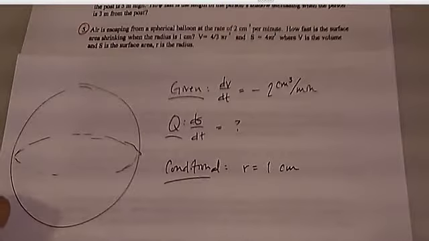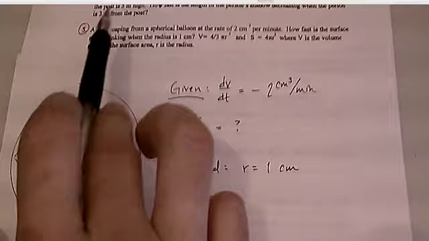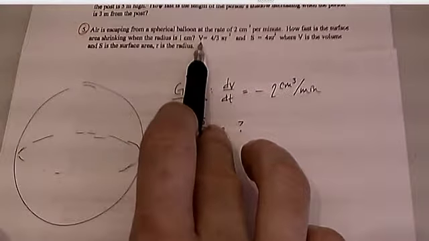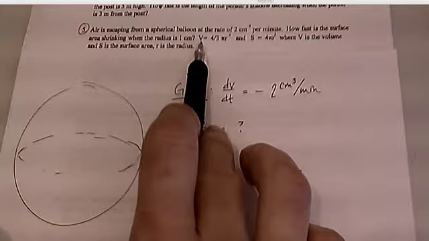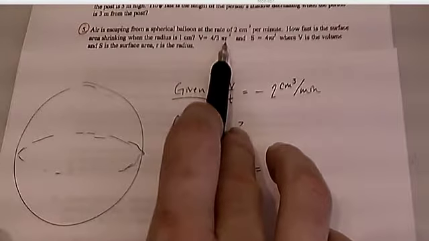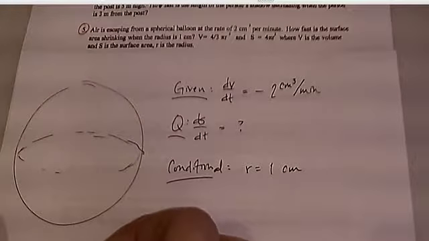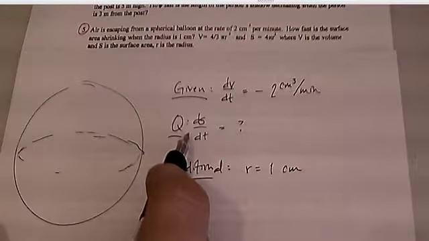Now, the rest of this: V is equal to 4/3 pi r cubed and S is equal to 4 pi r squared, where V is the volume, S is the surface area, and r is the radius. Here's the thing. At this point, you need to have memorized all of your geometry formulas. So that should automatically be in your memory bank. So should that.